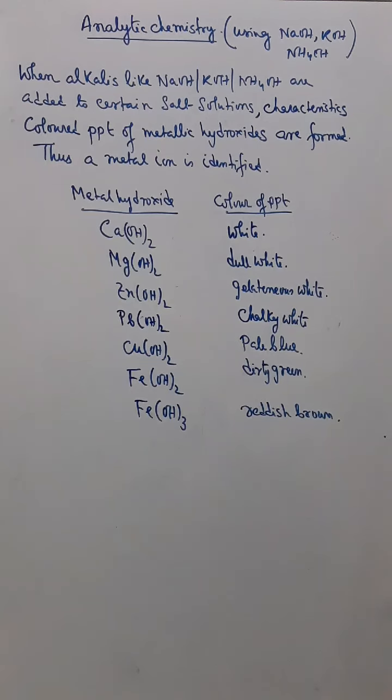Copper hydroxide is pale blue. Ferrous hydroxide, that is Fe+2, ferrous hydroxide, or iron 2 hydroxide, is dirty green. And ferric hydroxide is reddish brown. So ferric hydroxide means Fe+3, that's iron 3 hydroxide, and the color is reddish brown. So you should learn this, and now we'll go forward.